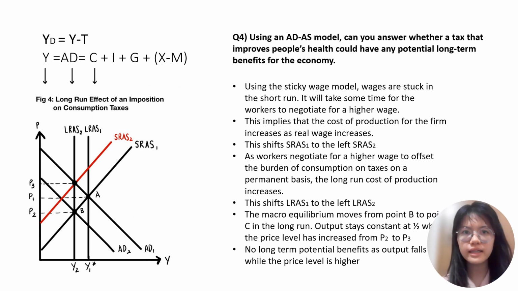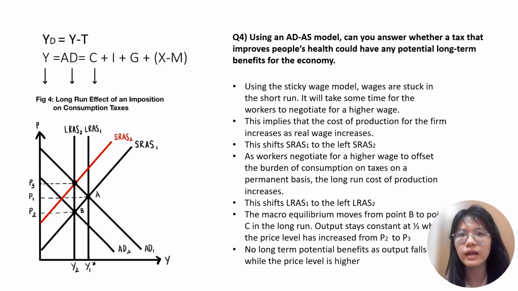Next, we will explore whether taxes aimed at improving people's health could yield any long-term benefits for our economy. To understand this, we will apply the sticky wage model and explore how such taxes influence our economy. In this model, wages remain relatively inflexible in the short run. It takes time for workers to negotiate for higher wages. As wages rise due to negotiations, the cost of production for firms also increases, shifting the short-run aggregate supply SRAS to the left from SRAS1 to SRAS2.